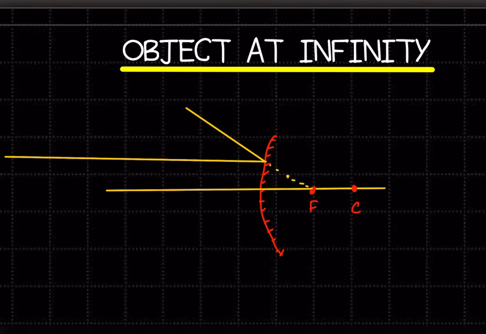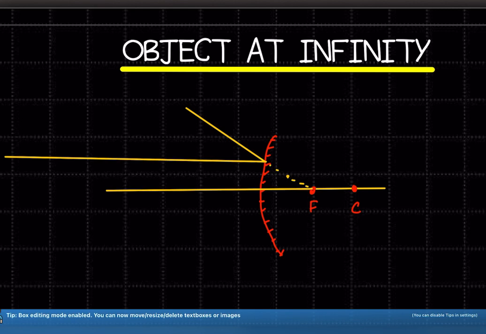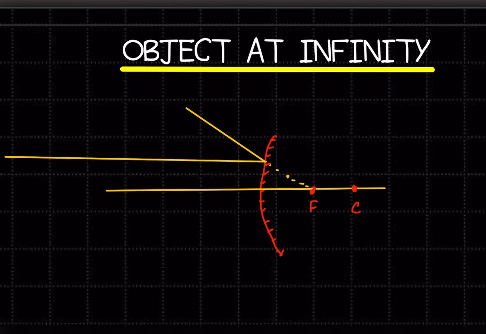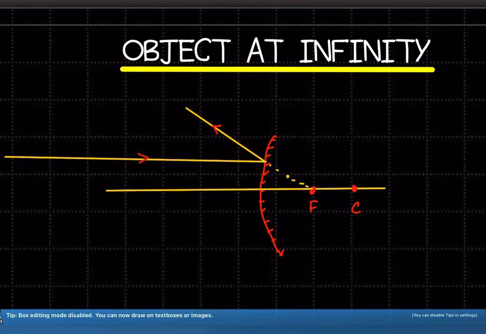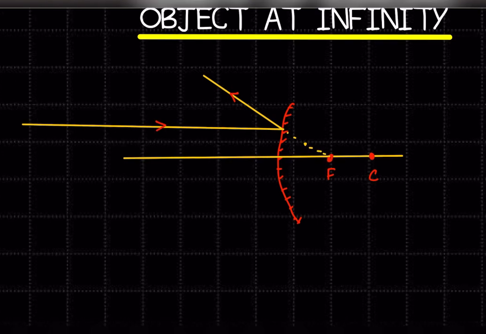But this time, since it is coming from infinity, I cannot draw another line. Another line would be the same as this one again, right? So I don't draw another line. When the object is at infinity, I draw only a single line like the previous one. So what can I conclude? Where is the object? The object is at infinity.